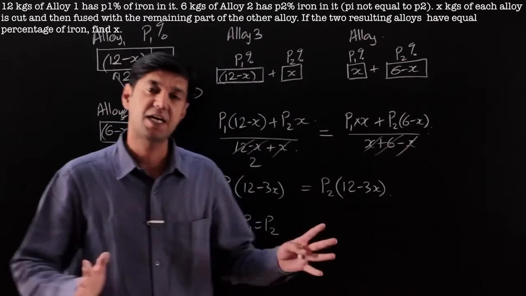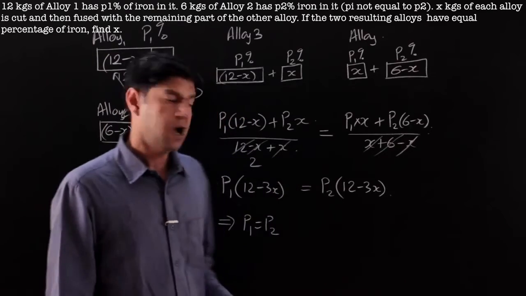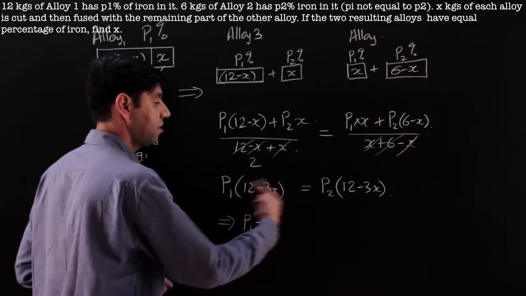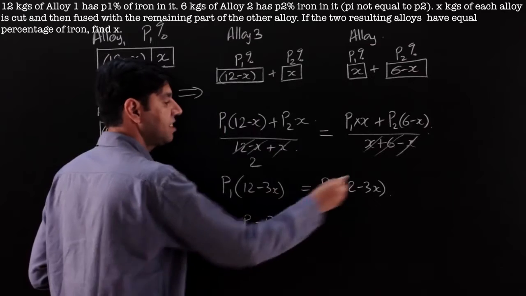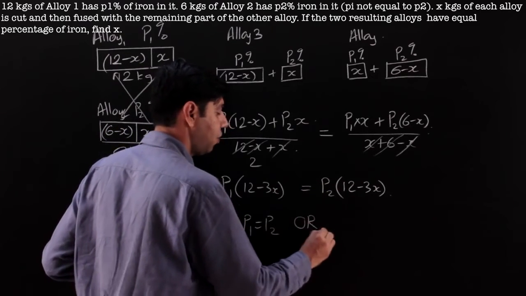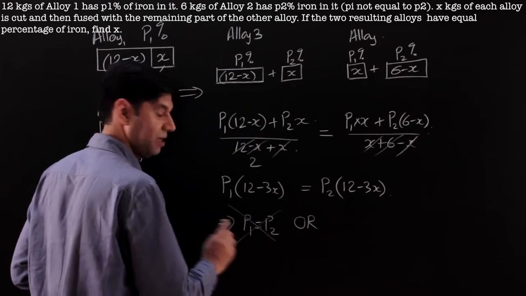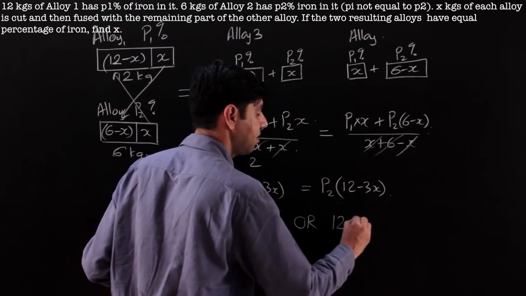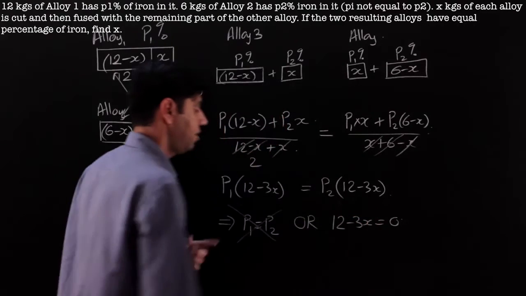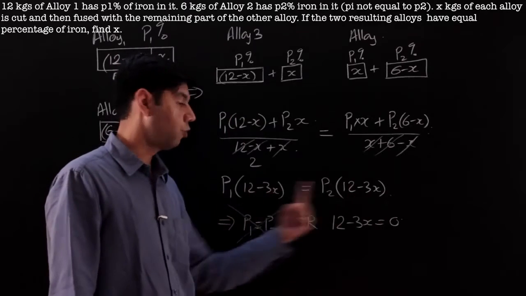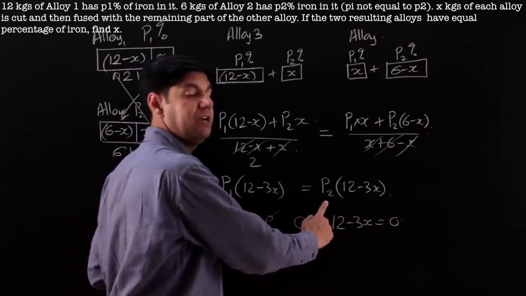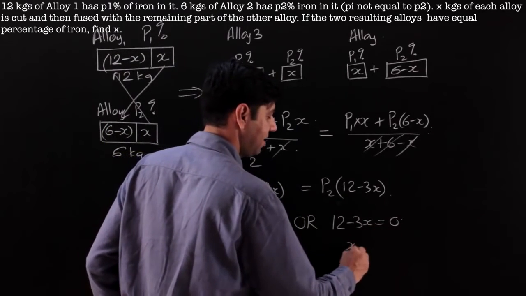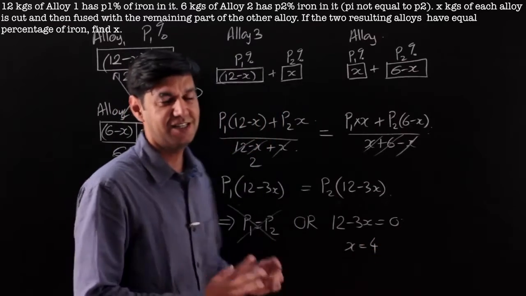But the question explicitly states that P1 is not equal to P2. So there's a mystery involved. And that mystery is, if the two sides are equal, before cancelling, we need to ascertain that it is not 0. But since I know this is not the case, P1 is not equal to P2, I cannot cancel. And when is it that I cannot cancel it? That is only when it is equal to 0. So if 12 minus 3X is equal to 0, both the sides can be equal with P1 and P2 being different values, right? And so if 12 minus 3X is 0, this will straight give us X is equal to 4. So pretty interesting question.